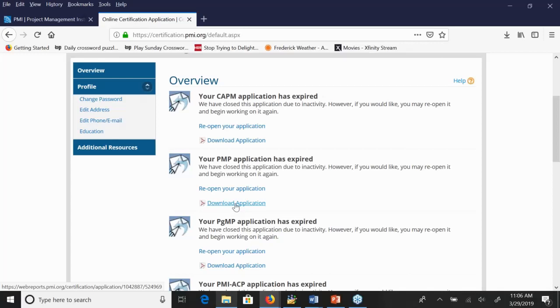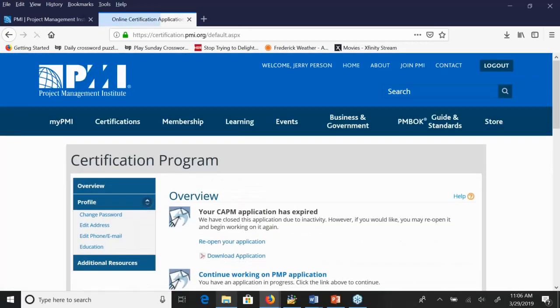I started filling this out more than 90 days ago, and you can see my application has expired. And you might be like, oh no, they are not going to make me re-enter all that data. No, they're not. It's all fine. It's all good. All you're going to have to do is just reopen your application. And when you reopen it, all your old data is there.